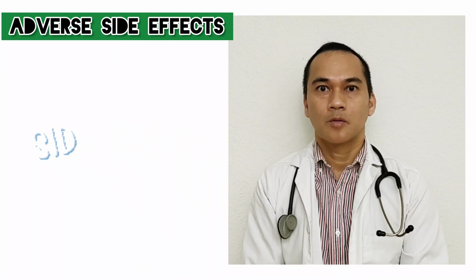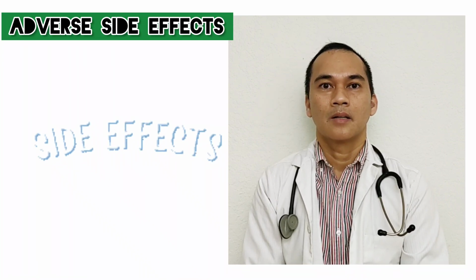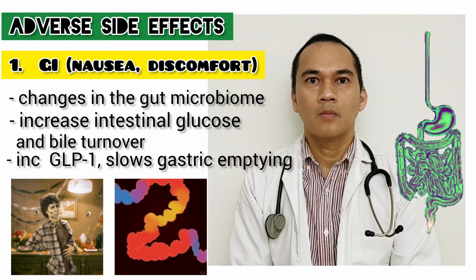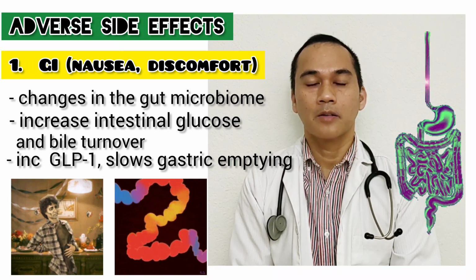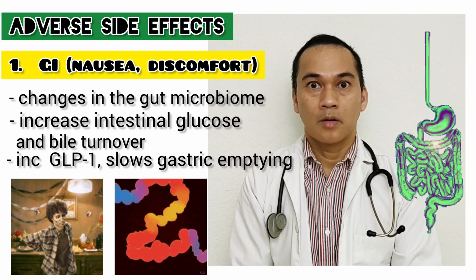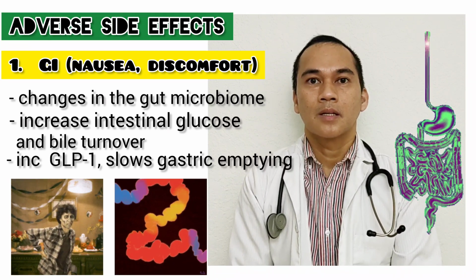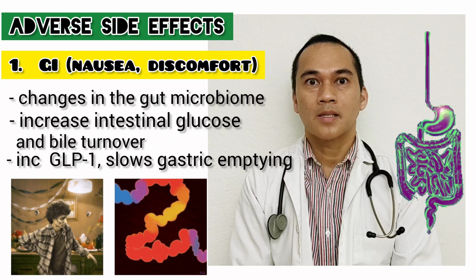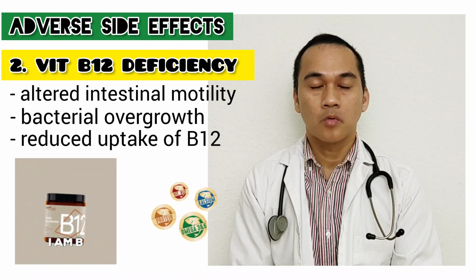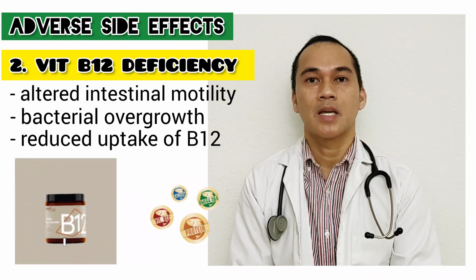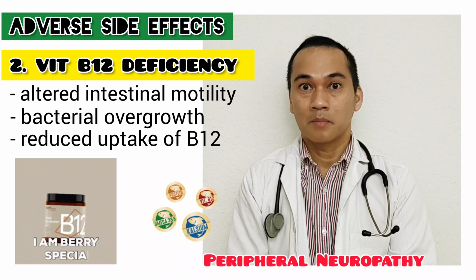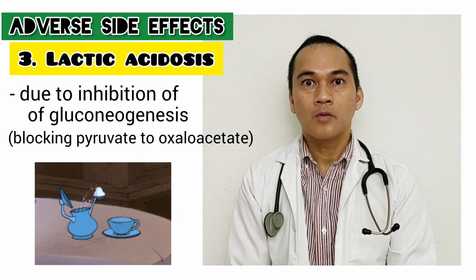So, what are the side effects of metformin or the biguanides? Number one are GI symptoms. Why GI symptoms? Because metformin can cause changes in the gut microbiome, and it also increases intestinal bile turnover, and can also increase glucagon-like peptide 1, which can cause slow gastric emptying. We also have vitamin B12 deficiency because metformin can cause altered intestinal motility and reduce reuptake of vitamin B12.